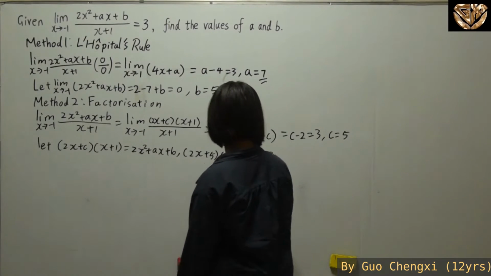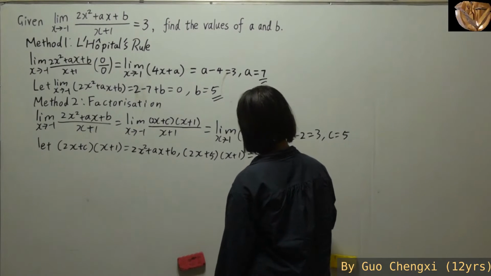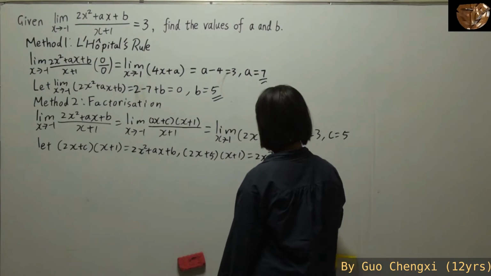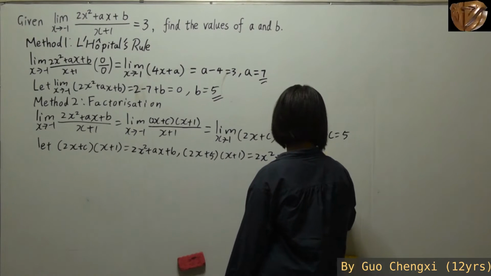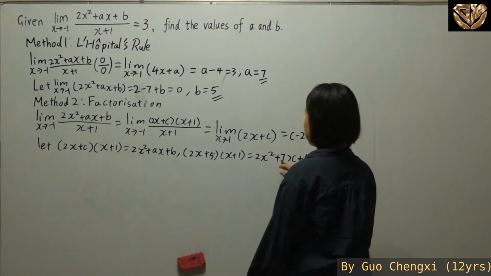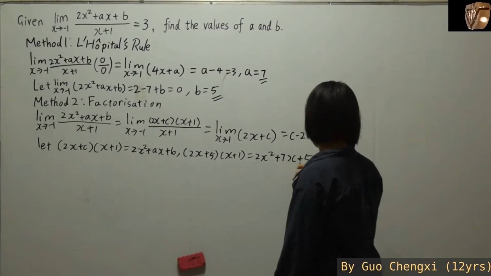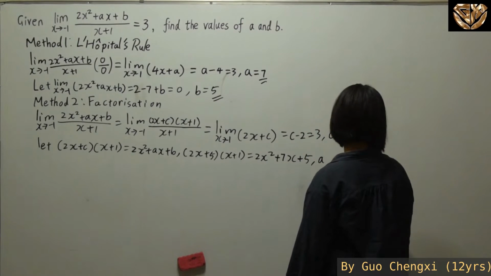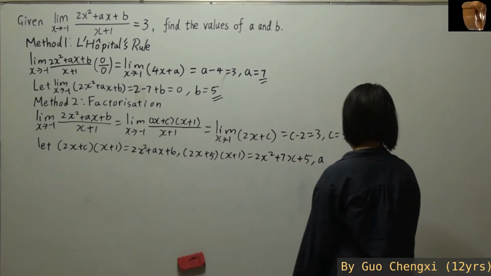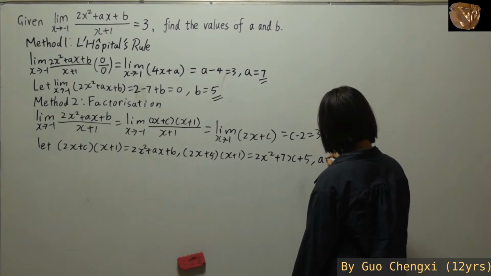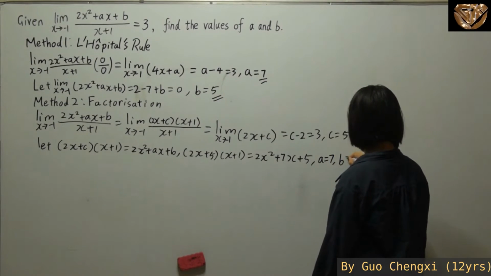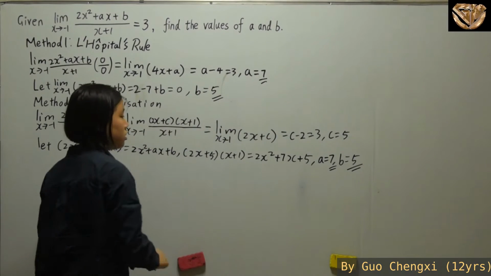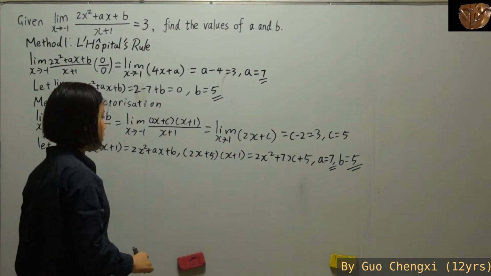So what is this equal to? If you just straight up multiply it, you're going to get 2x squared plus 7x plus 5. Since a is for this ax, a is the coefficient of x, while b is just the constant. So a will be equal to 7 and b will be equal to 5. Here you have our second method of factorization.